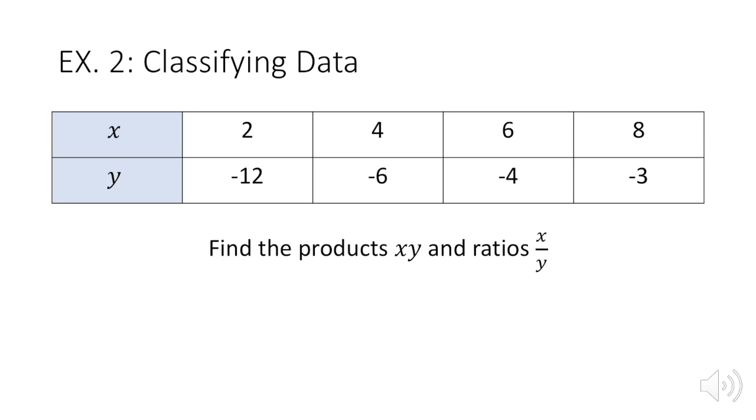So we're going to find the products x times y and the ratios x divided by y. And if the products of x and y are all the same, that means it is a direct variation, and if the ratios are the same, that means it's an inverse equation.